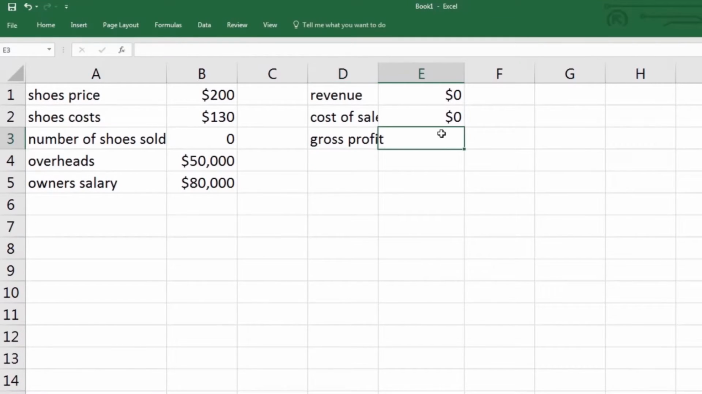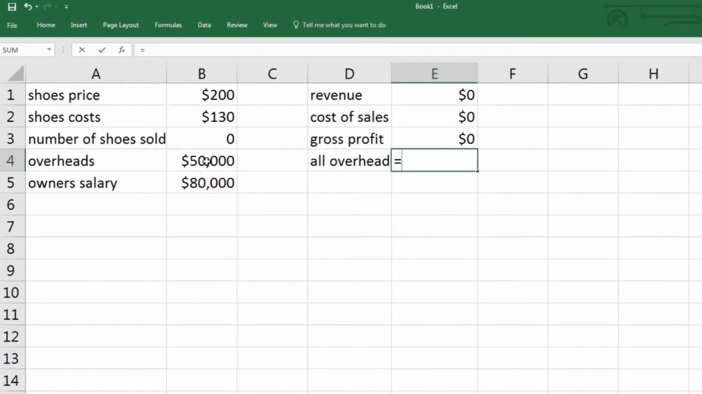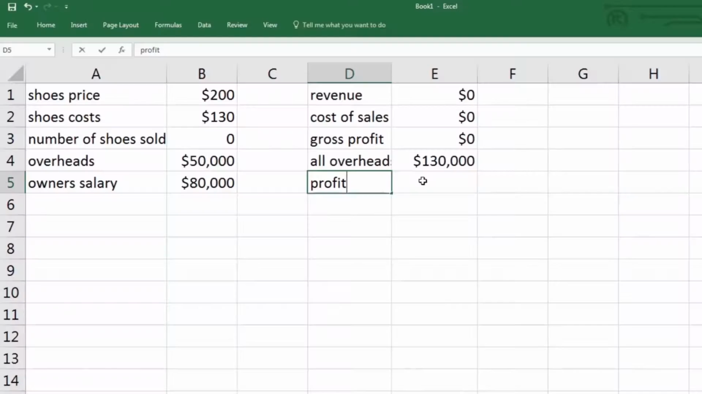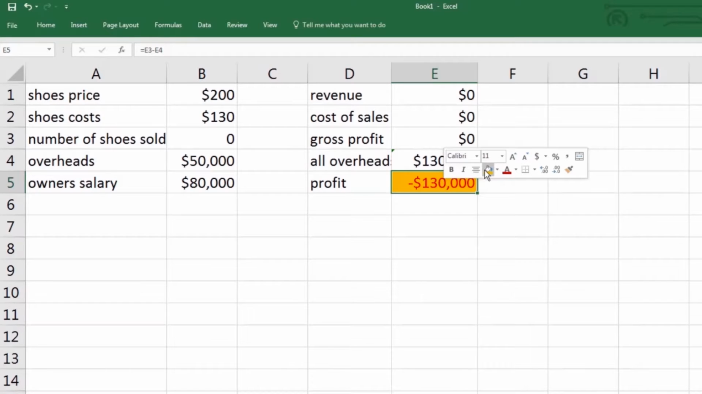All right. So gross profit. That's your profit before overheads and your salary. And it's quite simple. It's simply the revenue minus the cost of sales. So then you've got your overheads, and your overheads are the overheads not including the owner's salary plus the owner's salary. Right, and finally that's going to leave us with an all-important profit, which is the gross profit minus all the overheads. And you know what, I'm going to colour profit because it's all important. We need to keep our eye on it.